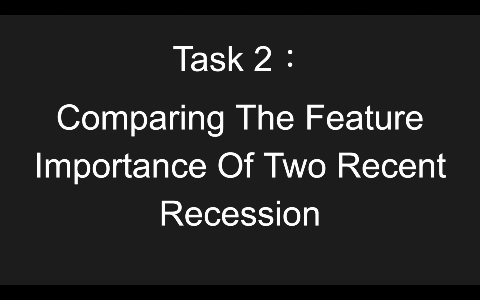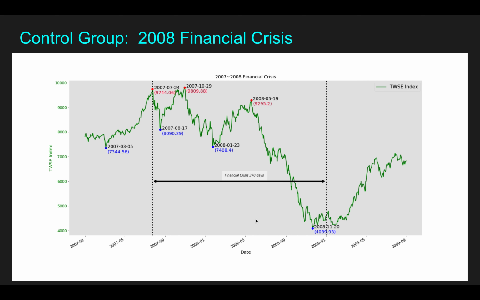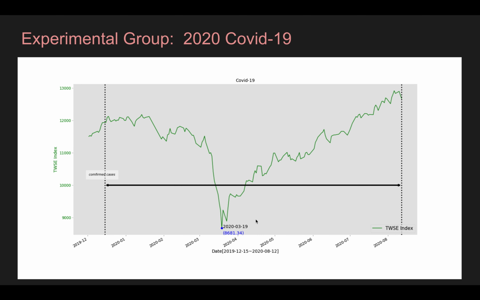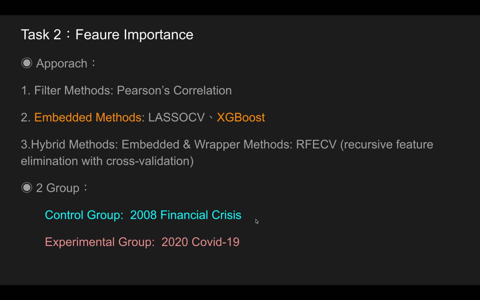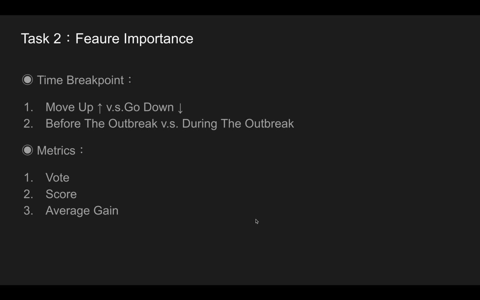Keep moving on. In task 2, I try to compare the feature importance of two recent recessions, which are the financial crisis in 2008 and the COVID-19 recession we are experiencing now. To check the feature importance, I use three different metrics. As I already explained, average gain is the one we want to highlight.